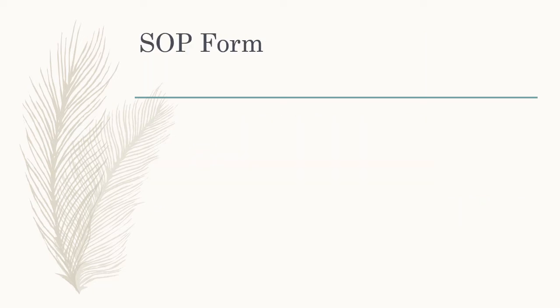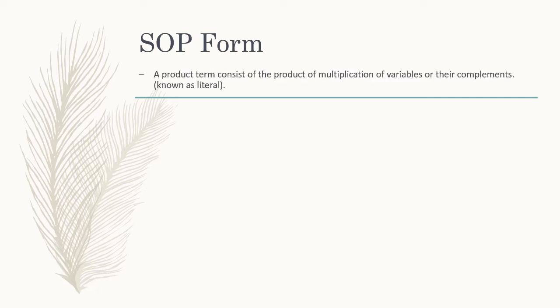Now let us see SOP form. A product term consists of the product or multiplication of variables or their complements. As we are seeing, sum of product means obviously the product terms are there, and the addition of those product terms is made in the equation. So that's why we are saying the product term consists of the product or multiplication of the variables or the complements of the variables. Now these variables are also known as literals.